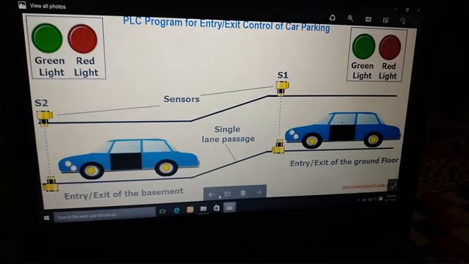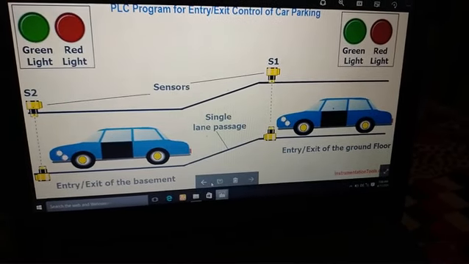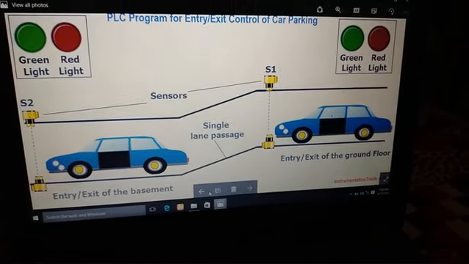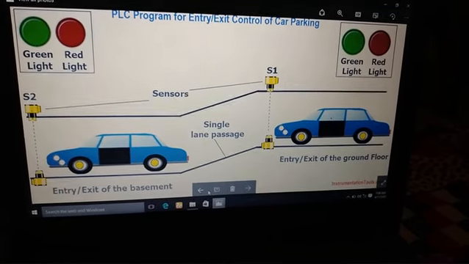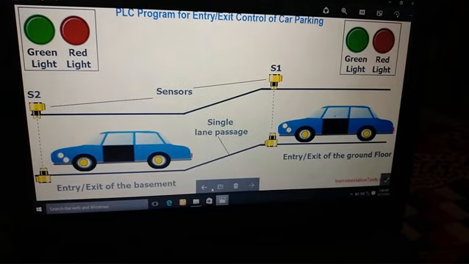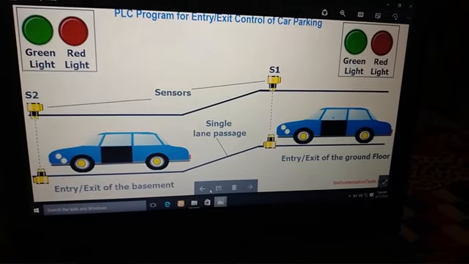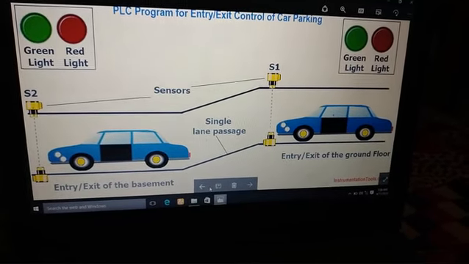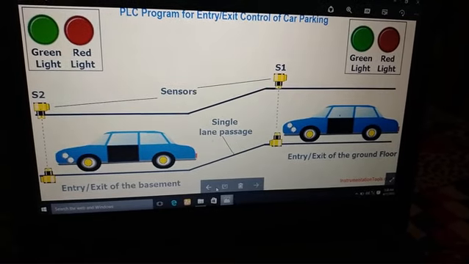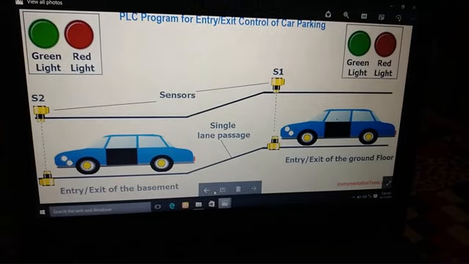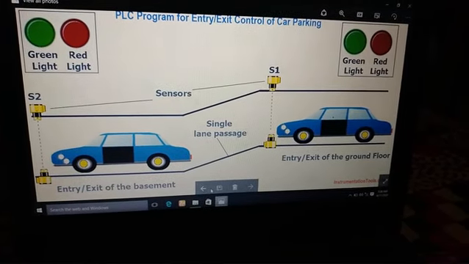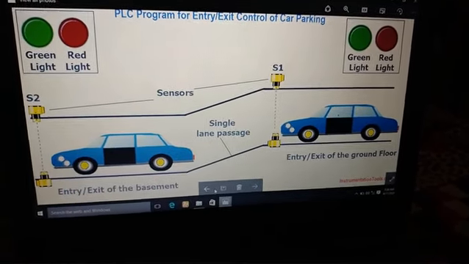So we can bring simple automation by using a PLC. With simple automation, we can reduce the car parking problem at the basement or underground in shopping malls, hotels, complexes, etc. The entry and the exit at the basement is a single lane passage and it needs a traffic light to control the cars.